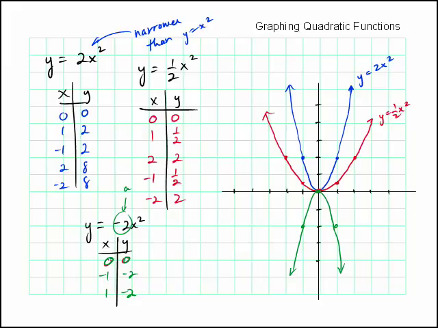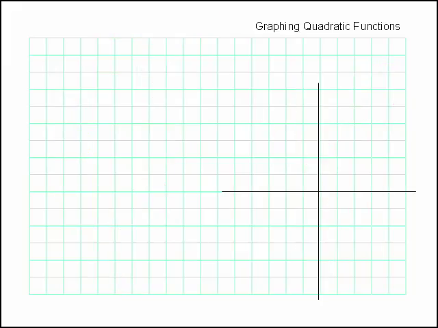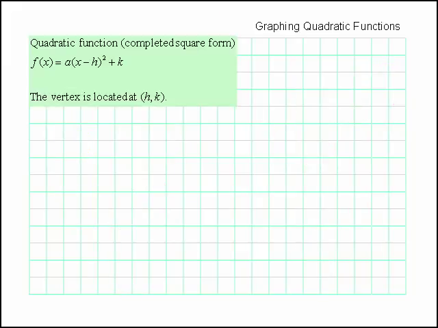Okay, to summarize what we have so far now, if we have a quadratic function in this form, this is called the completed square form, I can tell just by looking at it where the vertex is located. The vertex is located at (h, k). There's the h and there's the k right there.